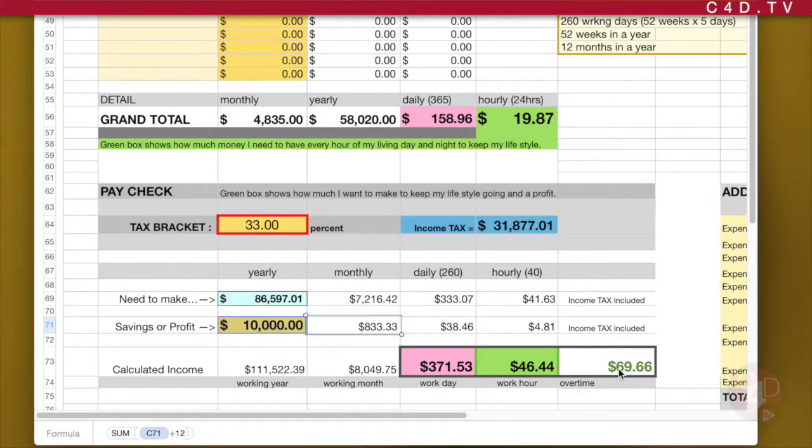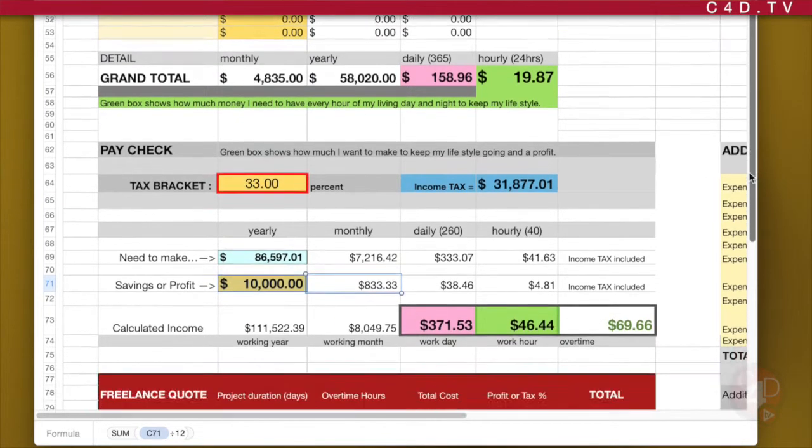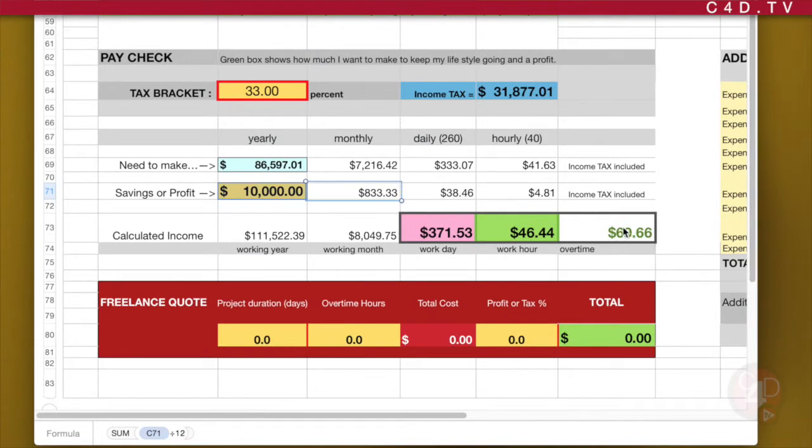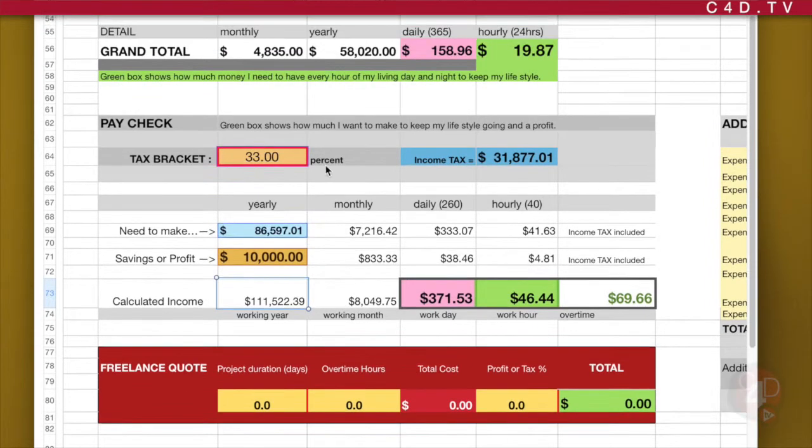And if you work overtime hours, some places still pay overtime, even if you're a freelancer, then you have to make 69 and 66 cents. So that means that the calculated income has to be 111,522 and 39 cents. And monthly, you need to make at least $8,000. Okay, so you can continue to have the life that you have and save $10,000 for your vacation or the expenses that you want to have in the future, whatever.